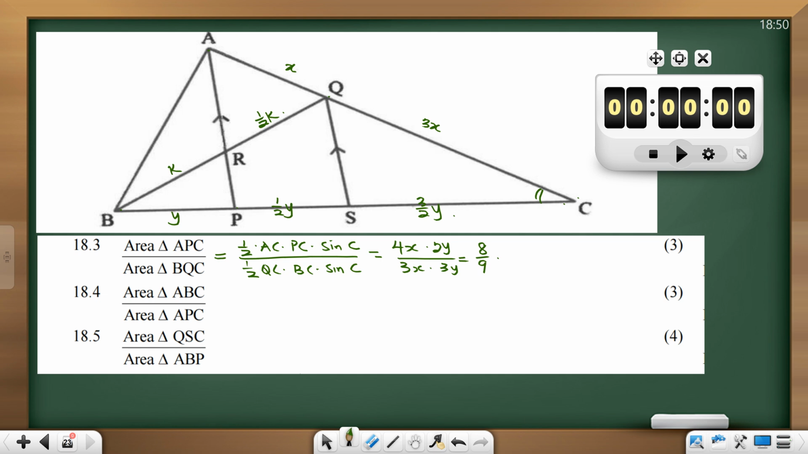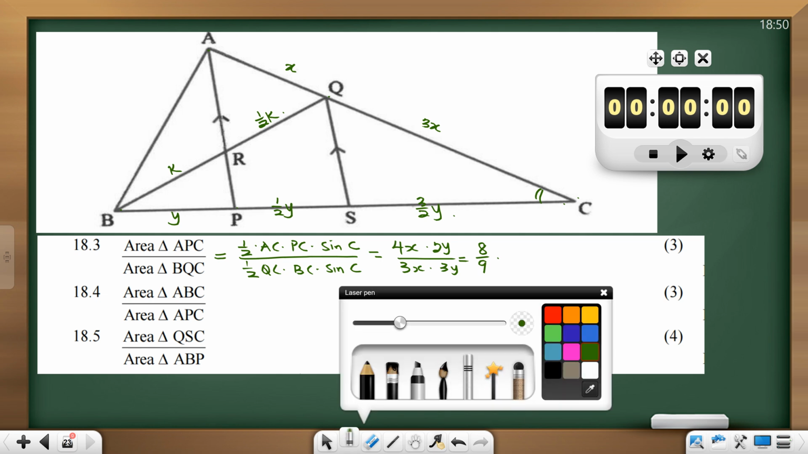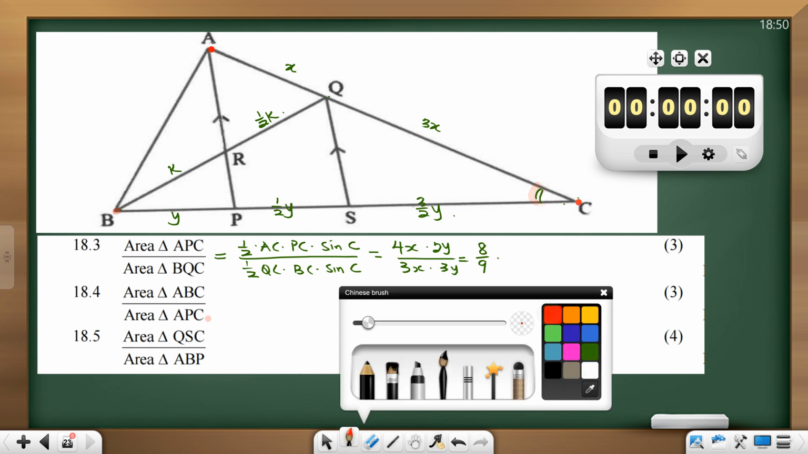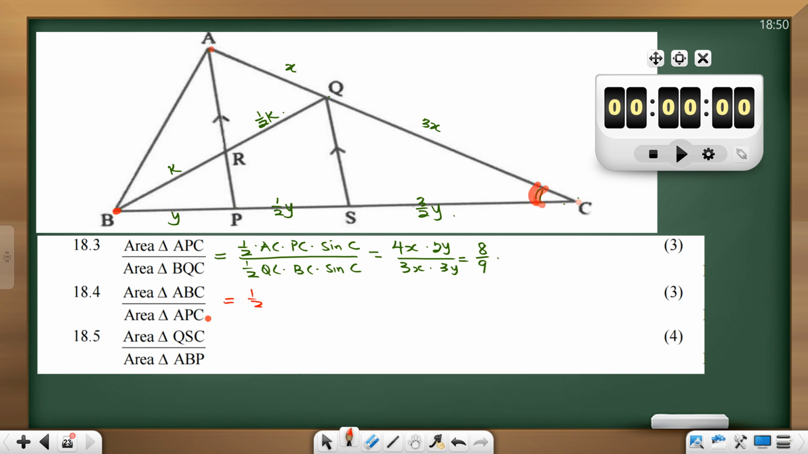Number 2, ABC, APC. Let's see. A, P, oh, it's the same one. APC is the bottom, while AB, all right, do you notice? We're still working with C there. So what will this one be? Let's work together. Half AB, I'm lying. C is my angle, right? AC, BC, sine C over half.